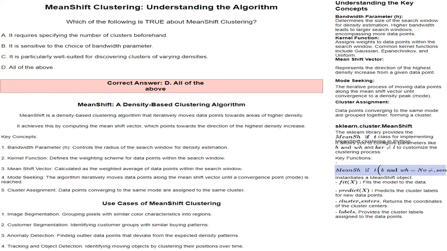C. It is particularly well suited for discovering clusters of varying densities. True. Mean shift excels in discovering clusters with varying densities. It finds clusters based on density peaks, making it ideal for datasets with non-uniform density distributions. This is highlighted in the text.